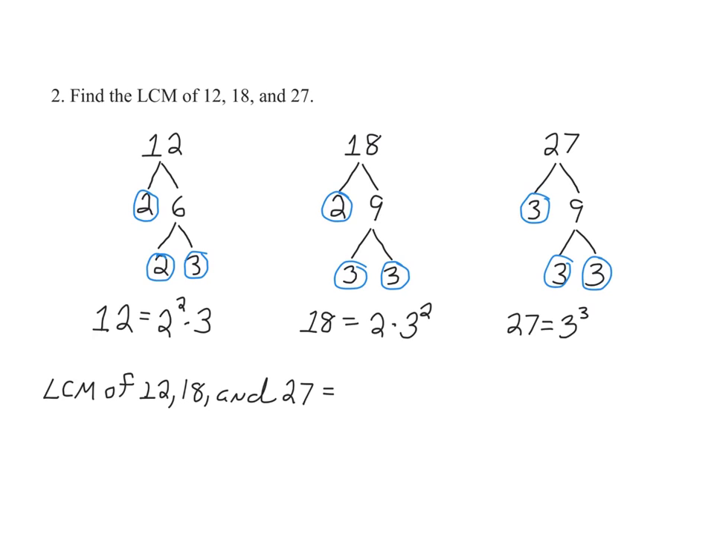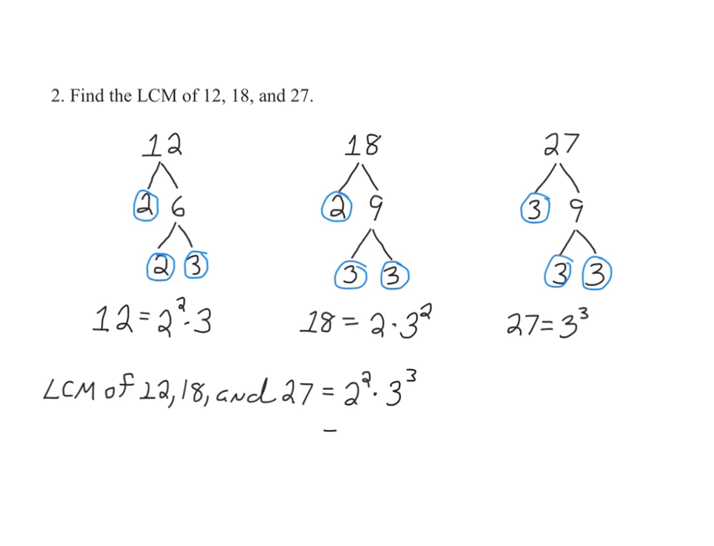That is, since we have 2 squared here and 2 here, we write 2 squared, since it has the highest exponent, times. And since we have 3 here, 3 squared here, and 3 to the third here, we write times 3 to the third, since it has the highest exponent.